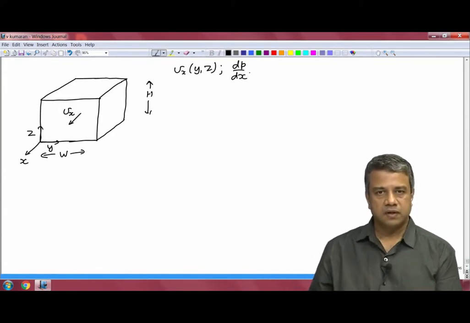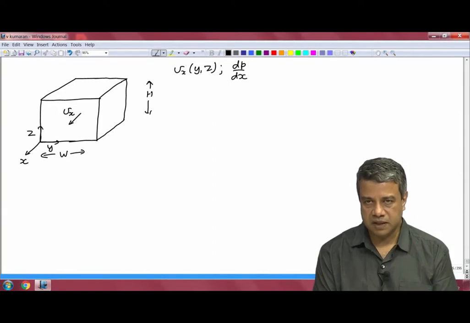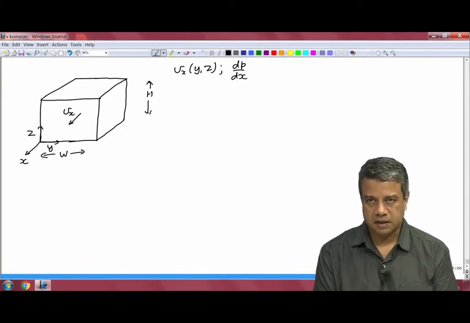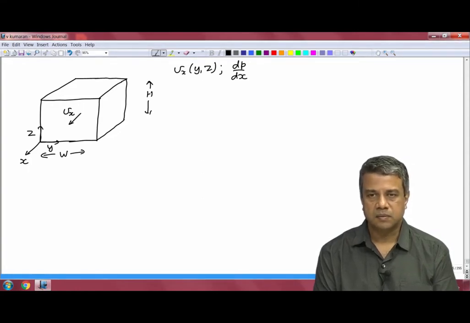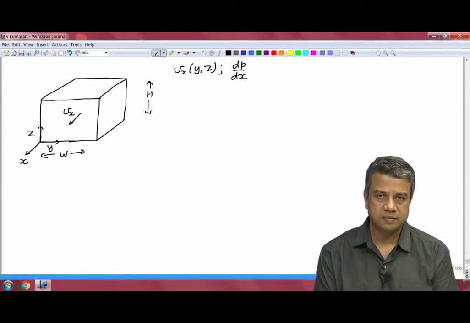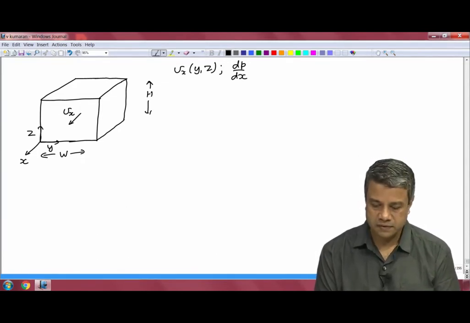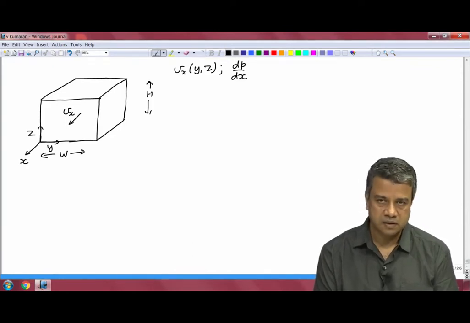If you recall, when we solved the equations for the flow in a pipe, I had told you that for a steady fully developed flow, the pressure gradient dP by dx is a constant, independent of x. And the pressure is also a constant in the y and z directions because there is no velocity in those directions, and therefore, there is no force that can cause a pressure variation in those two directions, which means that the pressure is only a function of the streamwise x direction and dP by dx is a constant.